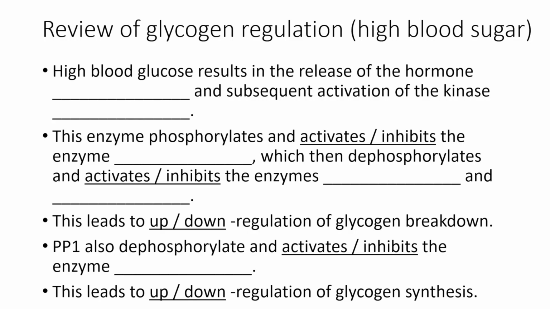Alrighty, so let's get going with high blood glucose. So, which hormone gets released when there is high blood glucose? Yeah, insulin. And which kinase gets activated by insulin? Yeah, PKB. So PKB phosphorylates which enzyme? Yeah, PP1. And when PP1 is phosphorylated, is it activated or inhibited? It's activated. Alright, and PP1 is a phosphatase, so it dephosphorylates which enzymes?